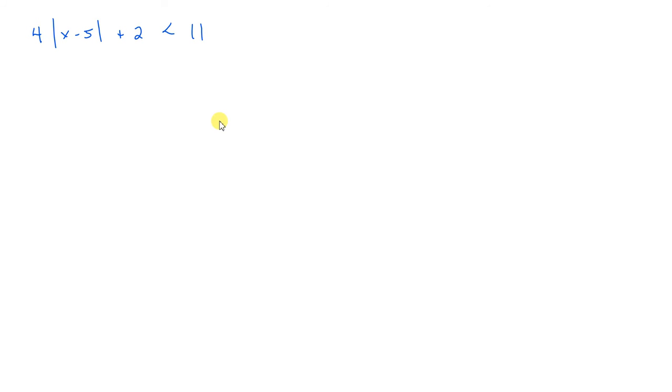Okay, so to solve this particular absolute value inequality, we want to first isolate the absolute value. Here's my absolute value portion. We want to isolate the absolute value. So how do we do that? Move everything away from it.